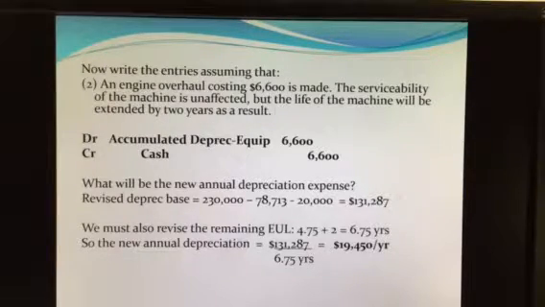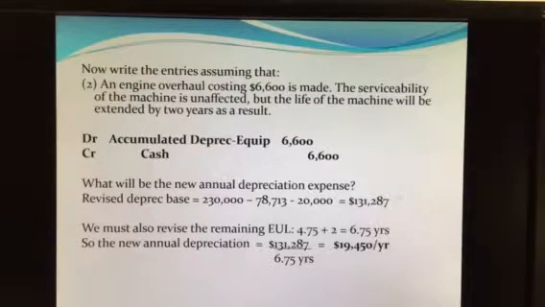And so we will go through the same process of figuring out what the new depreciation expense per year is going to be. But as before, let's first of all revise our depreciable base. It was $230,000 before, minus $78,713. You see, after we've posted this $6,600 debit to accumulated depreciation, that reduced the accumulated depreciation balance, minus the $20,000 of estimated salvage value. I'm having trouble with that one today. Gives us a depreciable base, that is a remaining depreciable amount of $131,287.